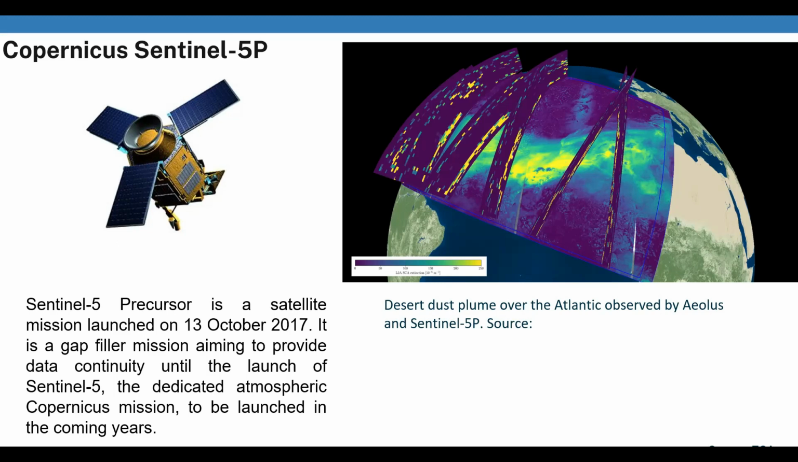For example, on the right, we can see the desert dust plume over the Atlantic observed by two satellites, Aeolus and Sentinel-5 precursor. The underlying Sentinel-5P aerosol index in fluorescent yellow and green, which indicates the extent of the elevated Saharan dust plume over the Atlantic, has been overlaid with information from Aeolus aerosol and cloud data. In yellow, parts of the laser light are scattered and absorbed by the Saharan dust.